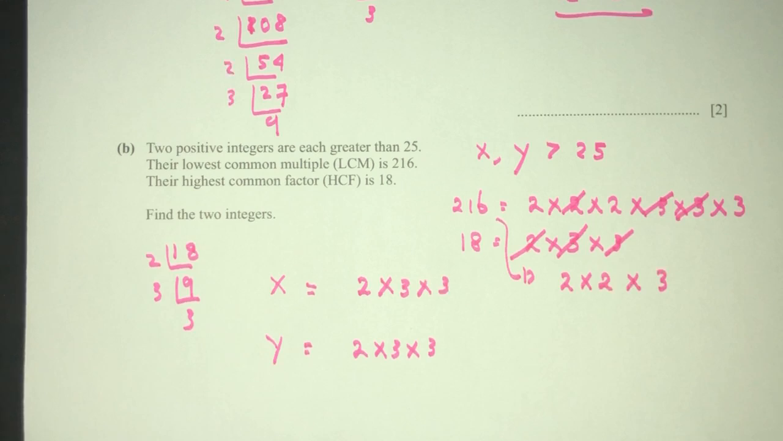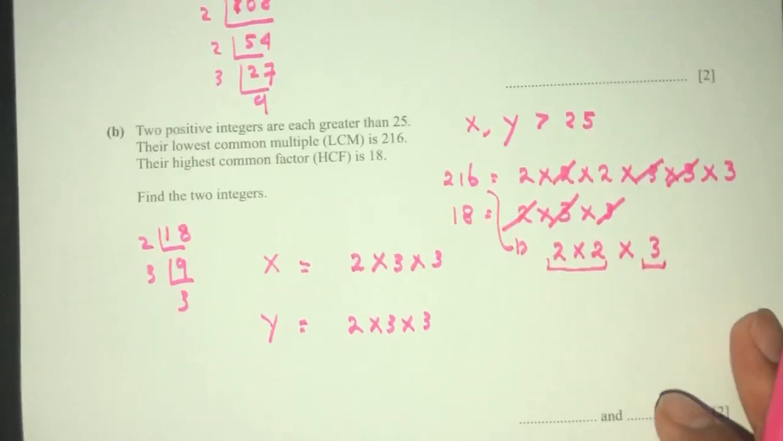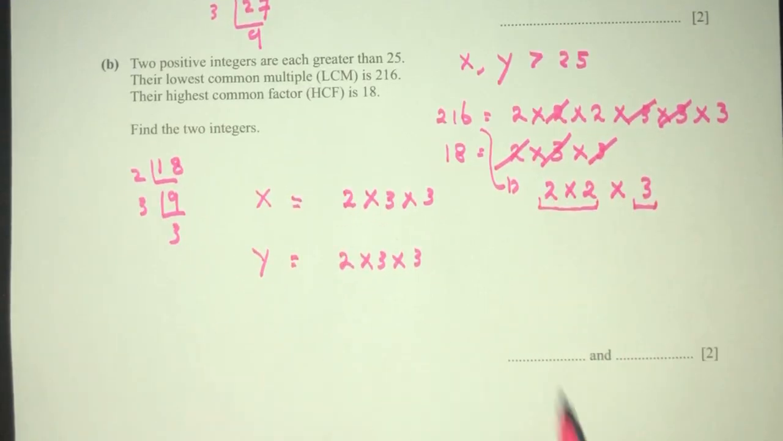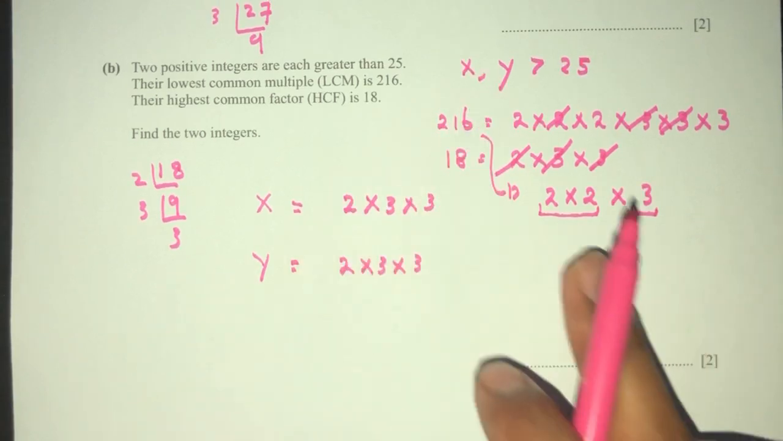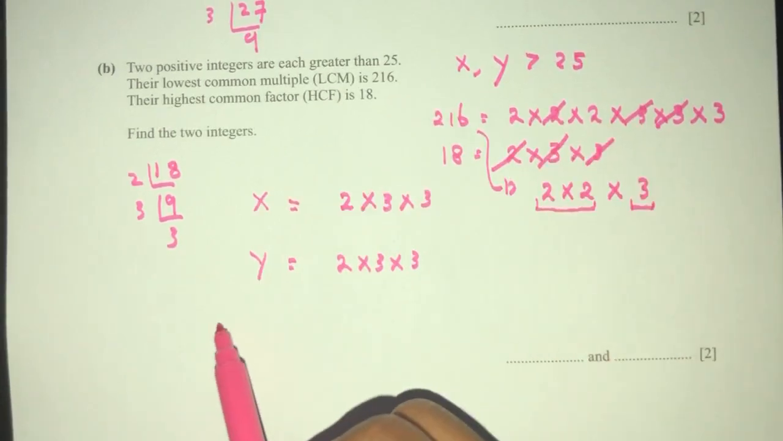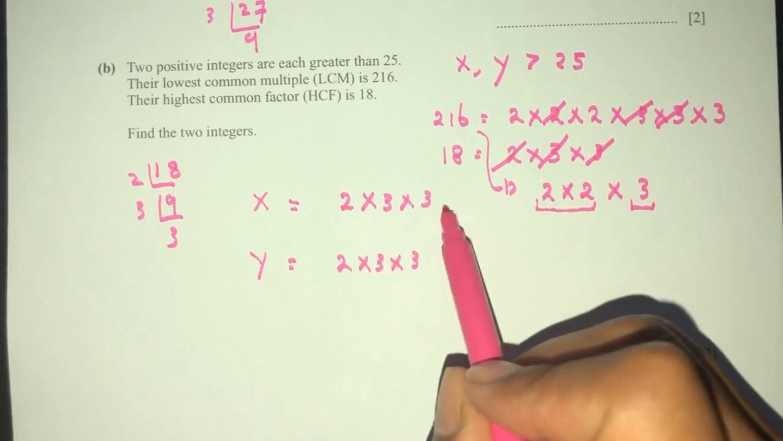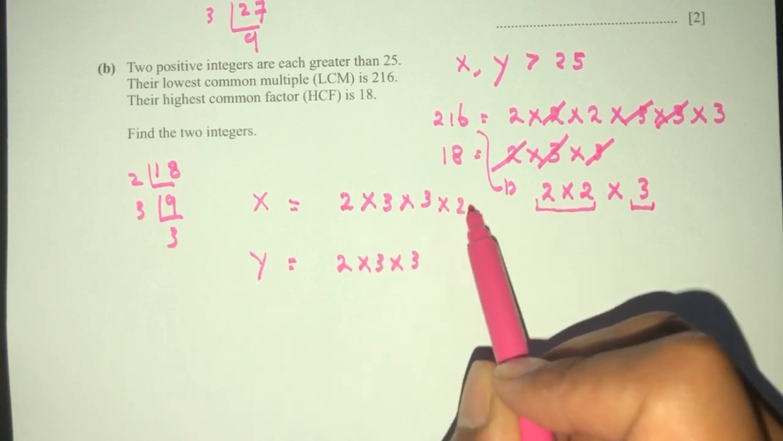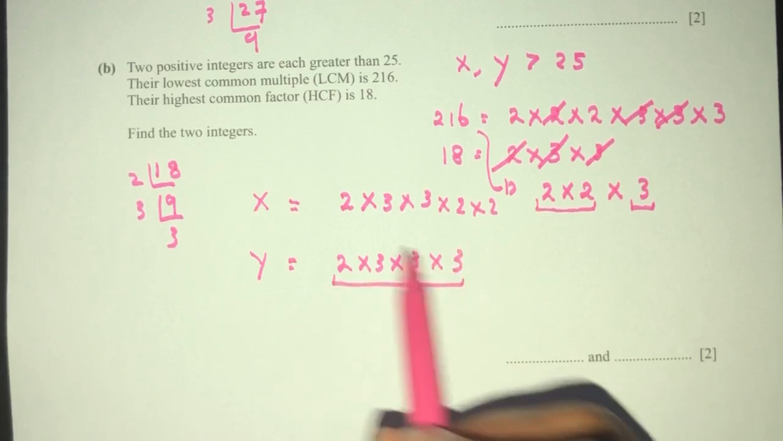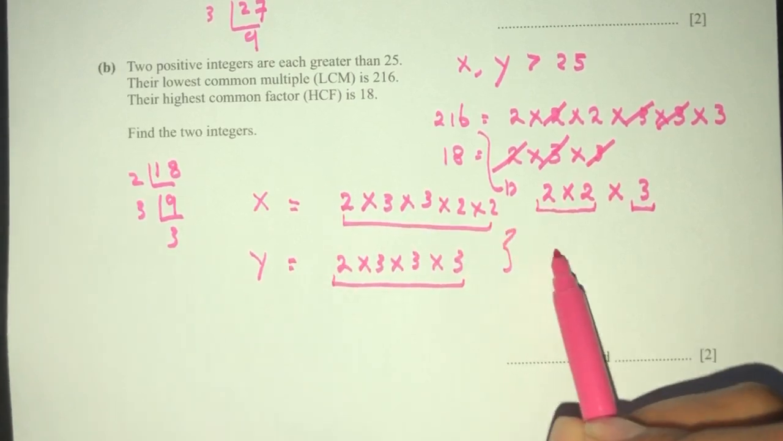So now we have to decide where we can put these numbers. We can definitely pass them around. For example, for us to have an LCM of 216, we can put this somewhere and this on the other number. So x could be, we can send this over here, times 2, and we can send this one over here. So you can have an LCM of 216.